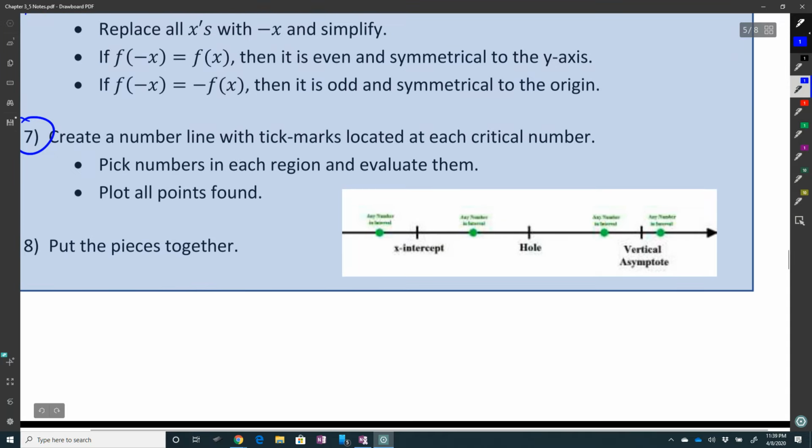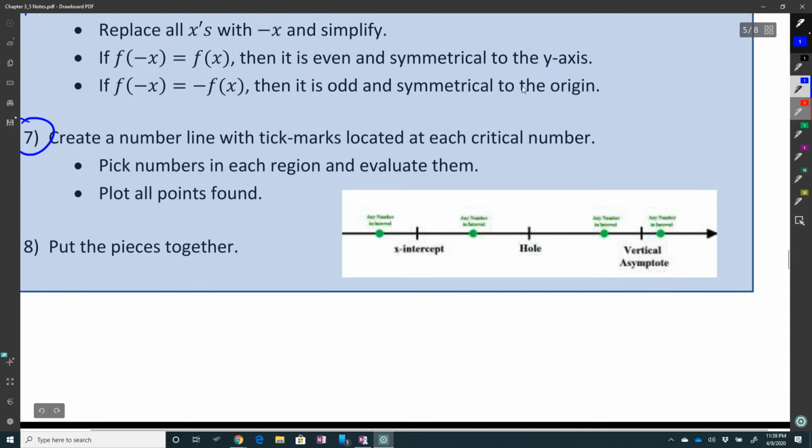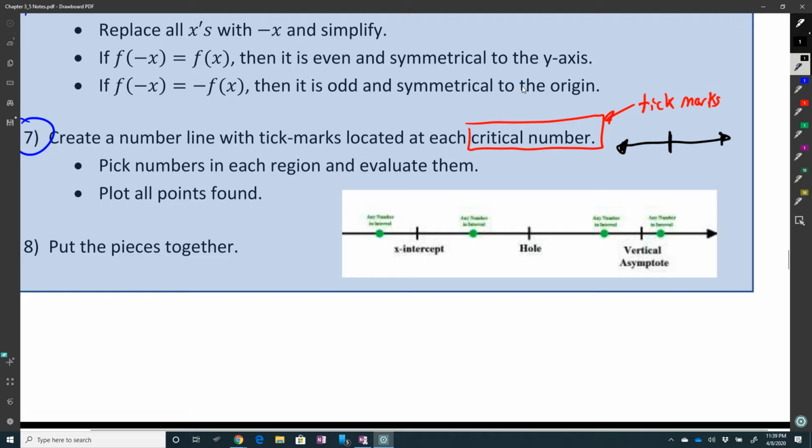So what they want you to do is find your critical numbers, and for all your critical numbers you make tick marks. So you have a number line. A tick mark is an actual line that goes through it. Okay? So here's the example below. I have my x-intercept as a tick mark, I have a hole as a tick mark, and I have a vertical asymptote as a tick mark.